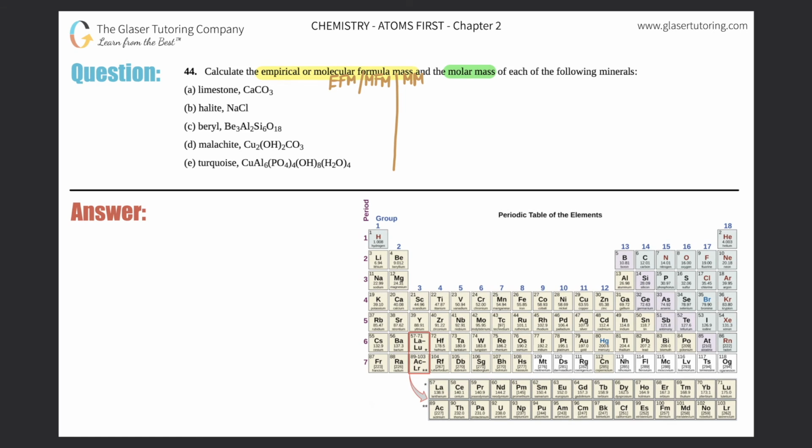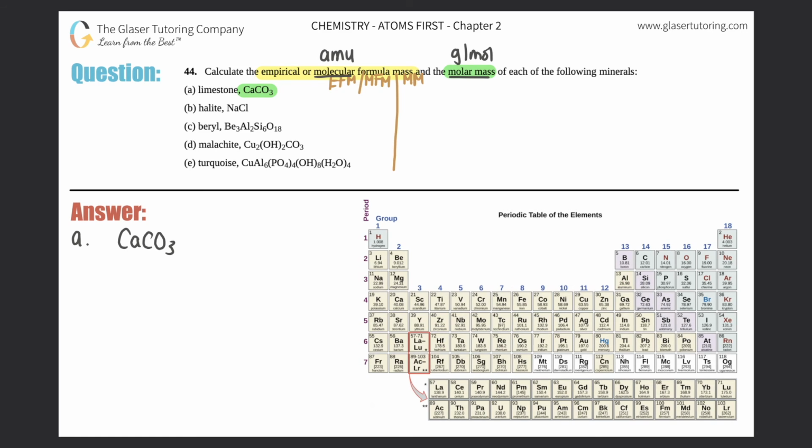All right. So for A, we want to find out limestone, CaCO3, calcium carbonate. Now I think the easier way to do this is find the molar mass, and then we could link it to either the empirical or the molecular formula mass. Just remember that the molecular formula mass or the empirical formula mass is the same numerical value as the molar mass, but just know that the first one has units of AMU. The molar mass has units of grams per mole. That's the only difference here.